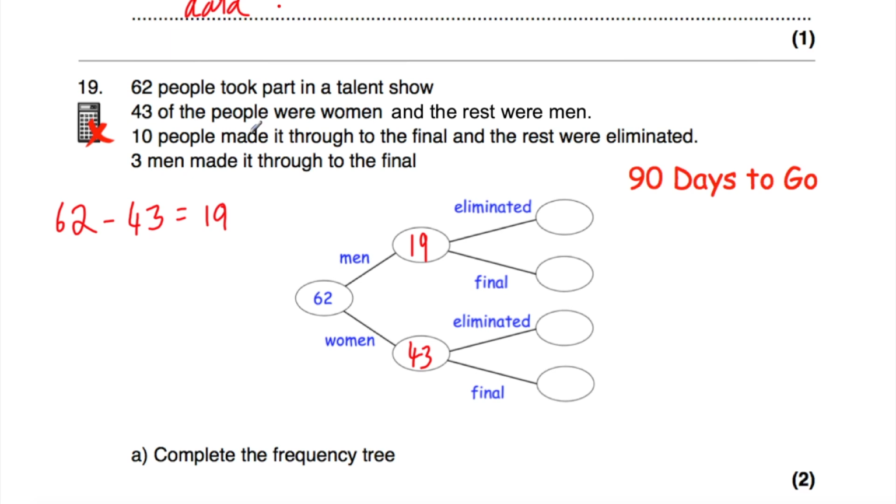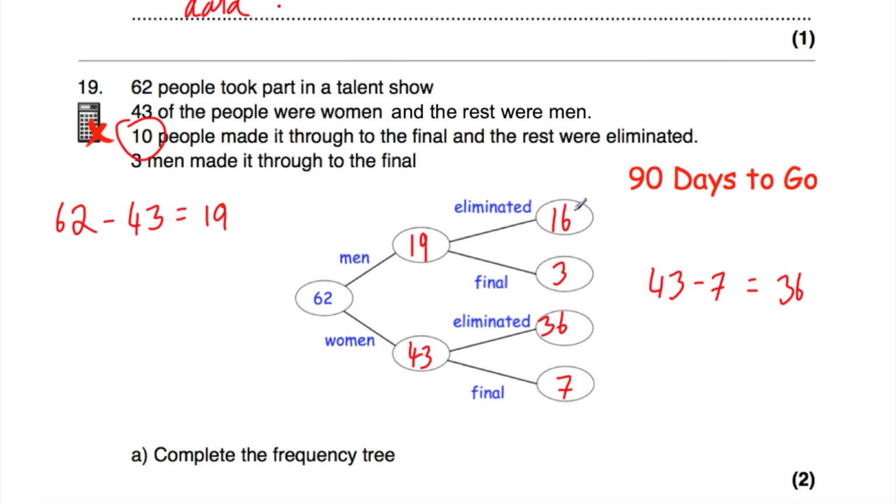Then we're told that 10 people made it through to the final and the rest were eliminated, and 3 men made it through to the final. So in terms of the final, 3 men made it through. Now 3 men made it through, that means if there was 19 men, 16 were eliminated, and 10 people made it through to the final. So 3 plus this number must be 10, so that must be 7 there. And then we're just going to do 43 take away 7 to find out how many women were eliminated, and that's equal to 36.